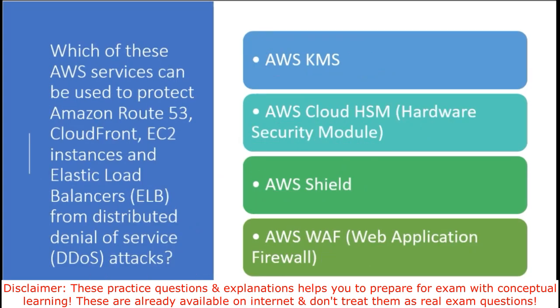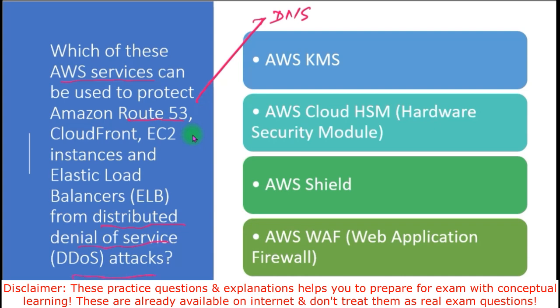Now in this question, they are asking which of these AWS services can be used to protect Amazon Route 53, that is, Route 53 is like a DNS in AWS, CloudFront, EC2 instances, and Elastic Load Balancer from distributed denial of service attacks.